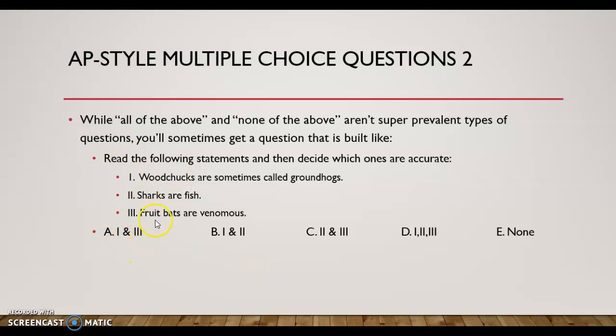They really like to do that because they're usually more complex ideas than what we've written here, and it forces you then to think about all of them. How many of them are correct? Which ones are inaccurate?